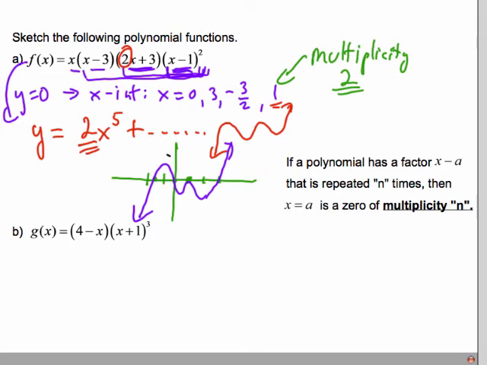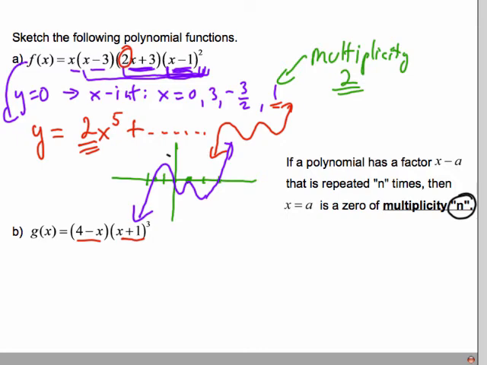Now we've talked about how a multiplicity where n is even works. Let's look at an example now where we have a multiplicity of 3, or where n is odd.